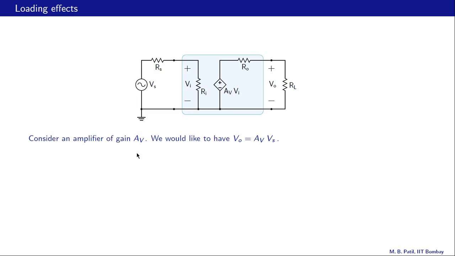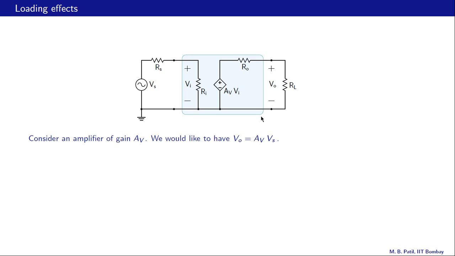Before we look at the buffer circuit, let us discuss something called loading effects. Here is a signal source which is represented by a voltage source in series with a resistance Rs, and we want to amplify this signal voltage and apply the amplified voltage across the load resistor RL. And we do that using this amplifier.